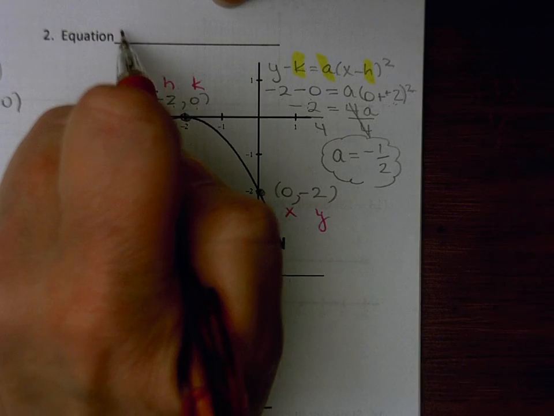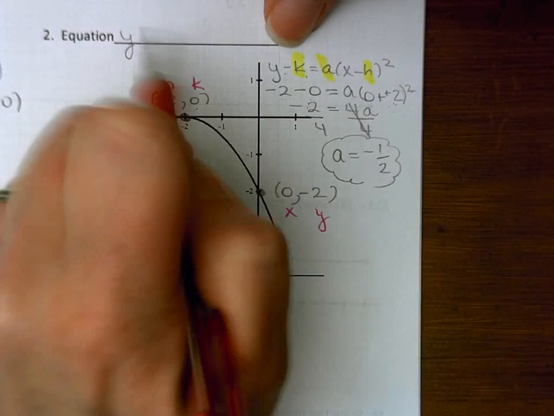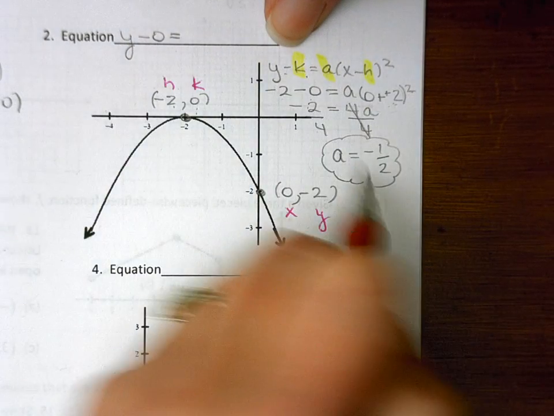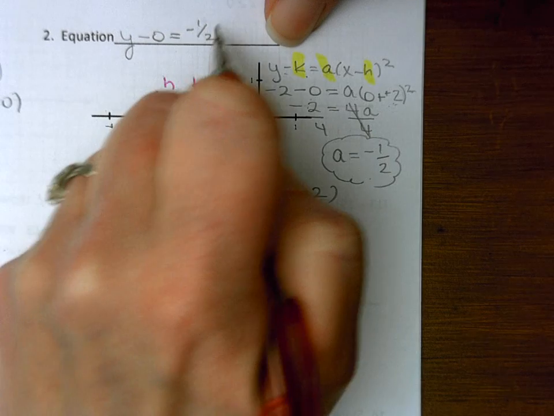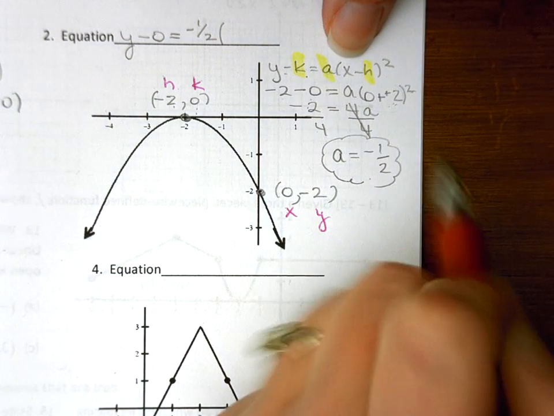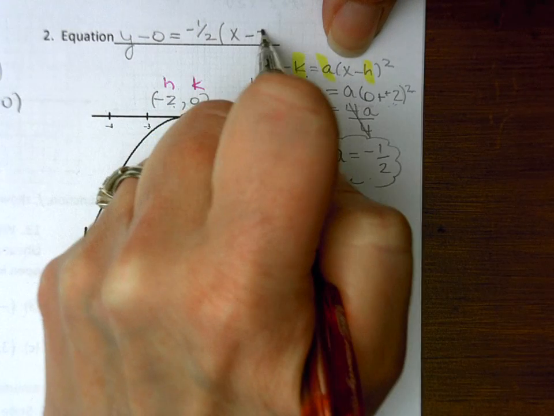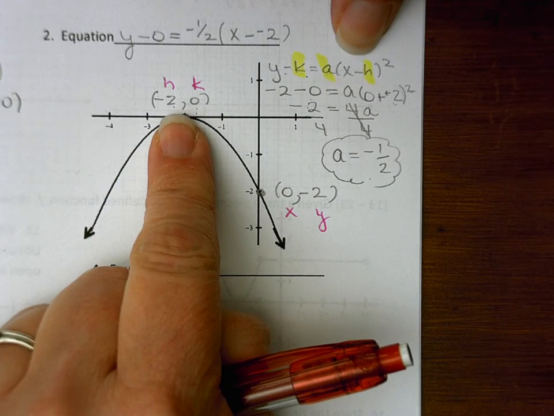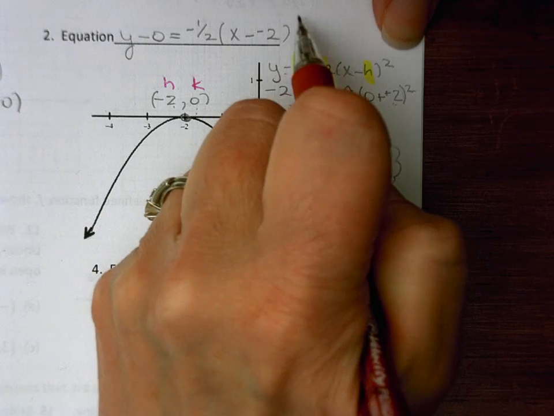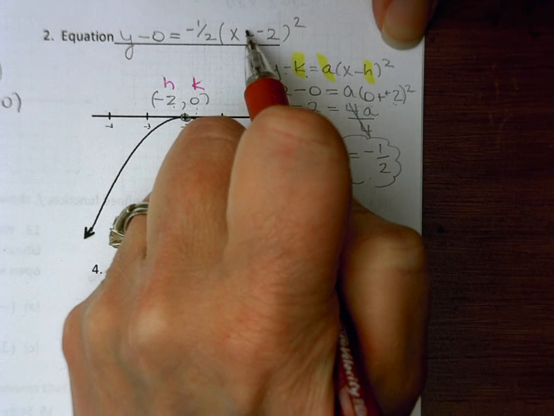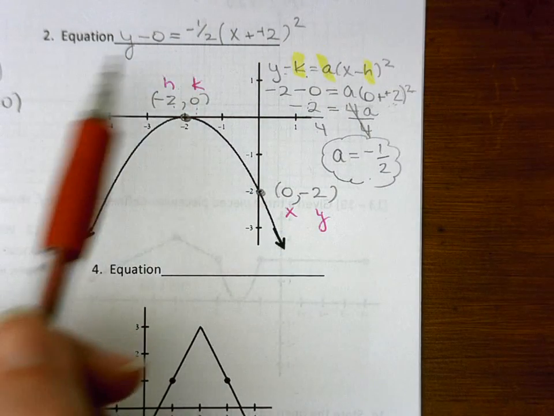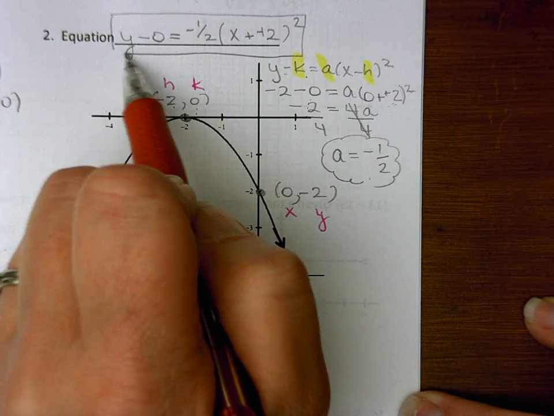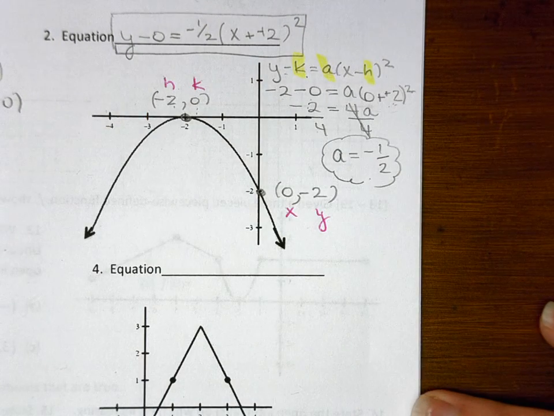So I'll have y minus k, and k was 0. A is -1/2. And then x minus h, and h was -2. So x minus the -2. And then don't forget your squared. And then I have a double negative here, so that would be a positive. And I don't have to have the 0 here, so I could just rewrite it if I wanted to as y equals instead of y minus 0.